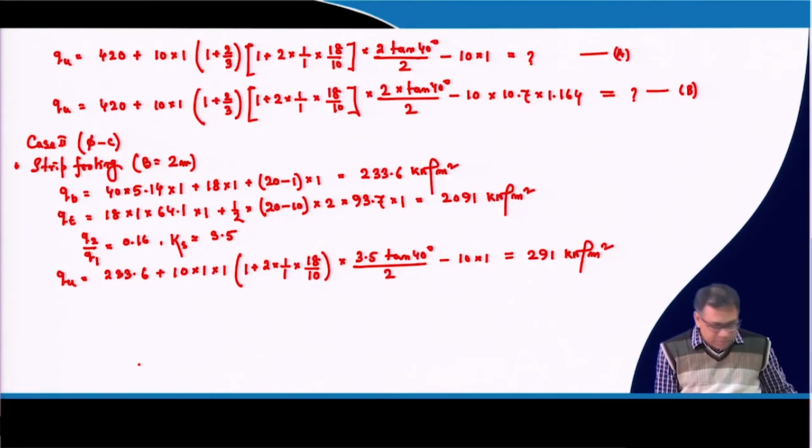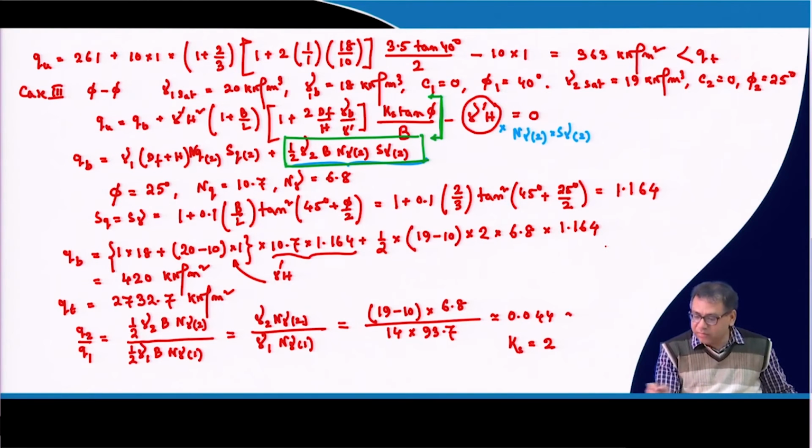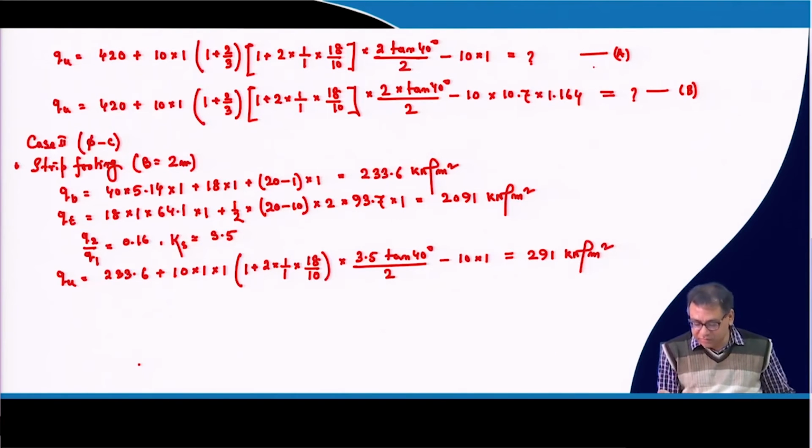So, in case of rectangular footing, the value was 363. So, definitely for strip footing it will reduce. So, it will be 291 kilonewton per meter square. And again I want to mention that for this A case and B case, these modifications you have to do if the bottom layer is sand, okay, only, but otherwise it is not required.